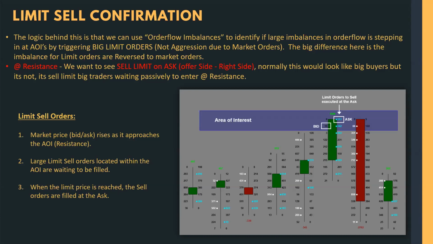So at a resistance level, we want to see sell limit on the ask, which is the right side. Normally this would look like big buyers, but it's not. It's a sell limit, big traders waiting passively. And what's interesting is that as the market's going up, the bid and the ask are rising.